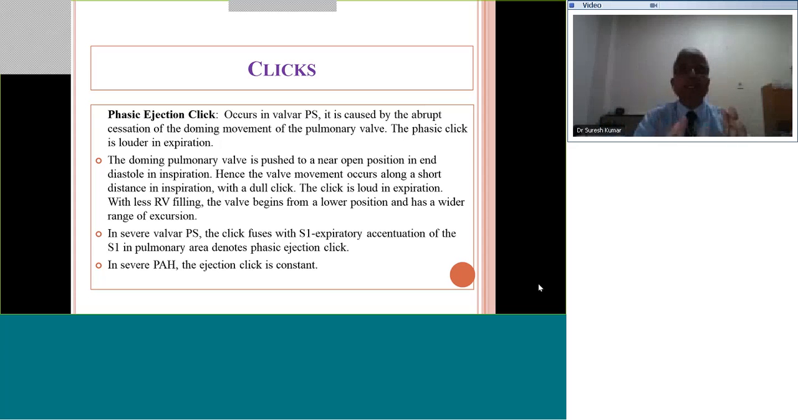What looks like a prominent loud S1 in the pulmonary area, remember, a simple S1 has no reason to be loud in the pulmonary area. So there's something wrong if you're hearing it in the pulmonary area. And when you listen to that, you realize that it is louder in expiration. That is how you would recognize the phasic ejection click in severe valve PS. If there is severe pulmonary hypertension, you can get a constant click from the dilated pulmonary artery, which is a vascular click.